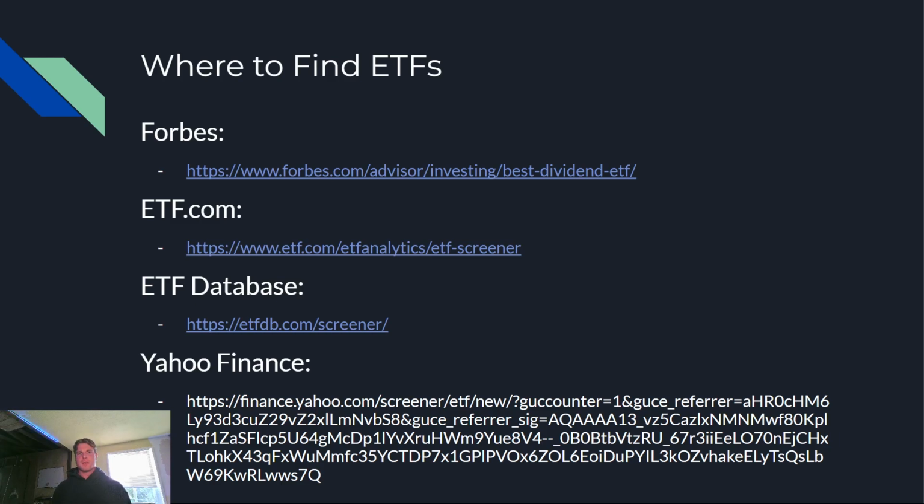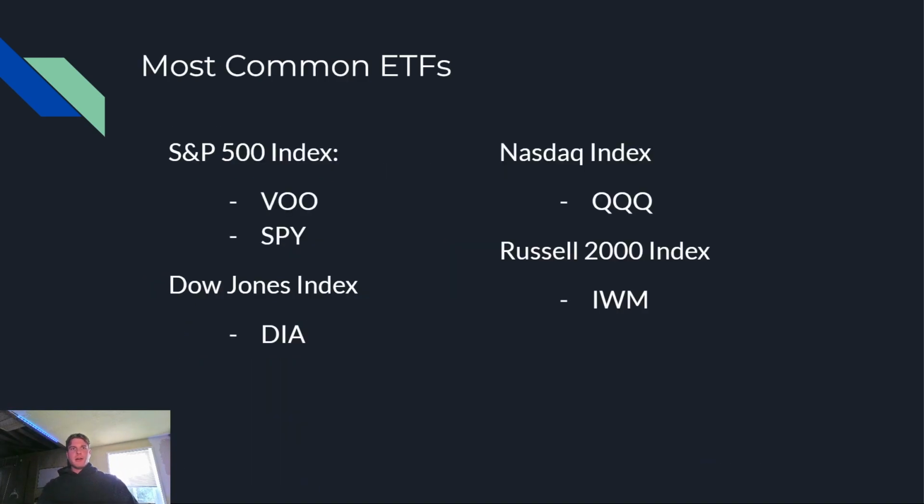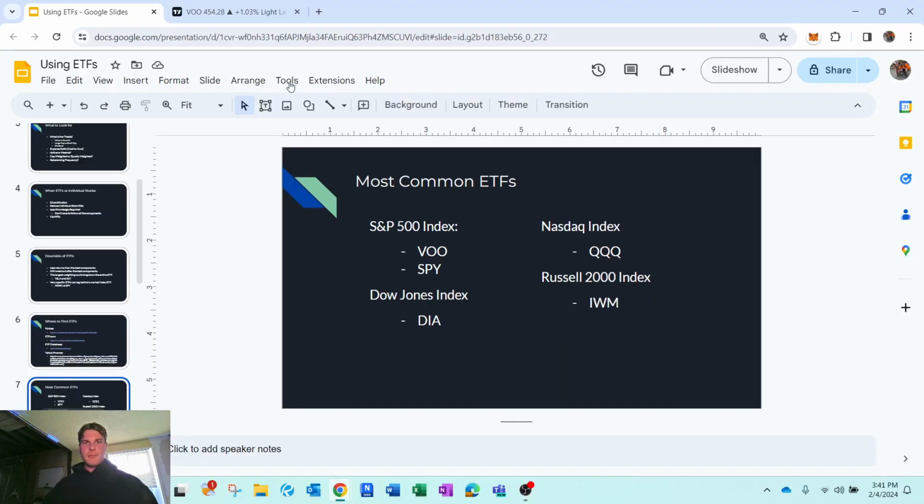So yeah, now let's take a look at some ETFs themselves. Here are the most common ETFs. For the S&P 500 index, you have the VOO, the Vanguard S&P, and then you have the SPY, the S&P 500 Spiders ETF. Next up, you have the Dow Jones, the DIA, the NASDAQ is the QQQ, and then the Russell 2000 is the IWM. So let's take a look at some of these charts.